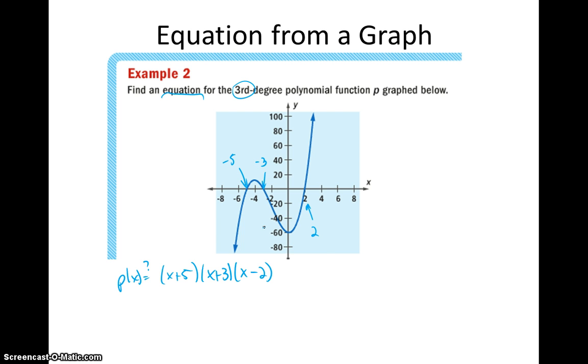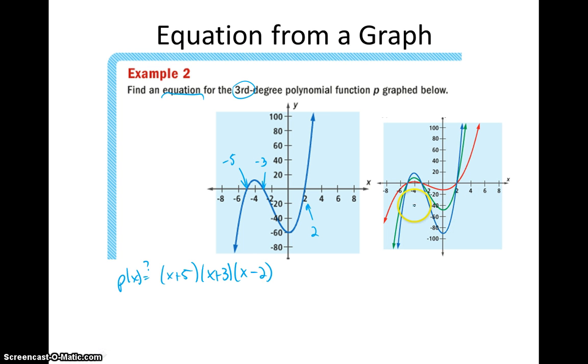Well, think about it this way. Is there any other polynomial that has those three zeros? Well, of course there is. There's a whole bunch of them. Here are just a few examples. So the blue one is still our polynomial that, oh no, none of these are the polynomial we're looking at actually, but these are all polynomials that have zeros at -5, -3, and 2. So how can we be sure that this is right?